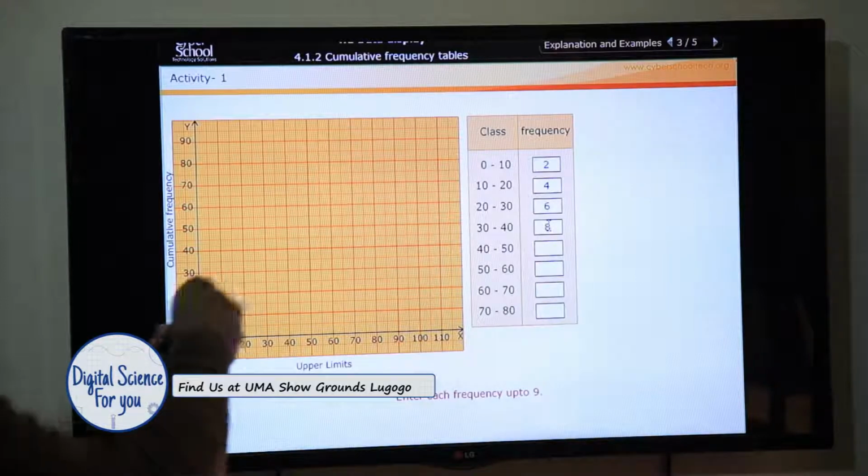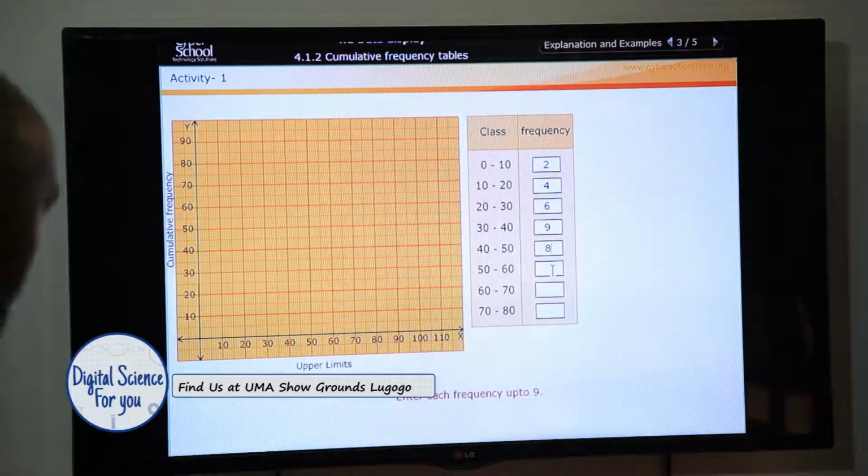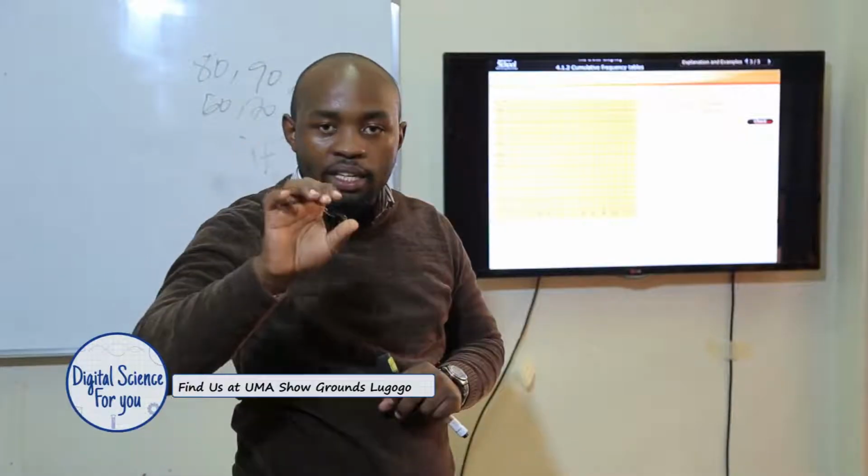Yes? If I put 9 there, the next one I'll put 8. Next one I put 7. Next one I put 2. And the last one I put 1. Now these are my frequencies. You see, if I have frequencies only, I cannot be able to do what? To get the cumulative frequency.